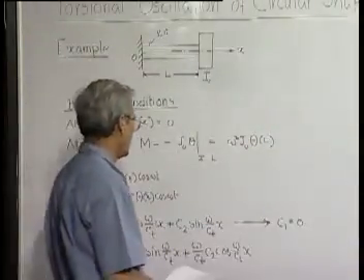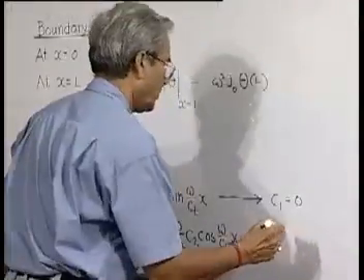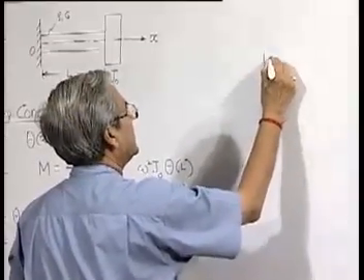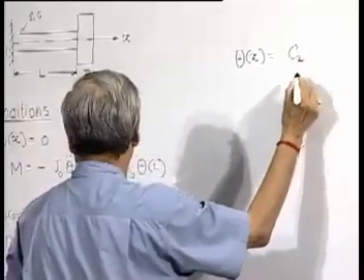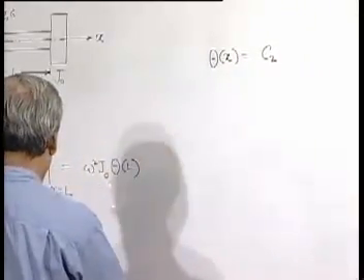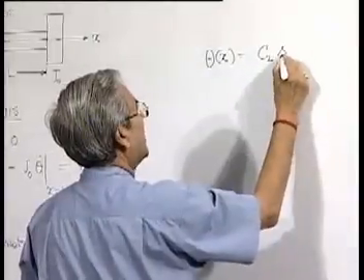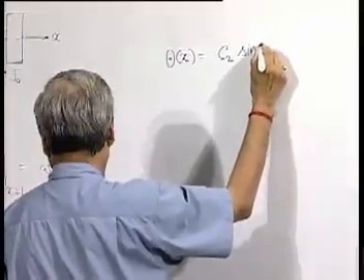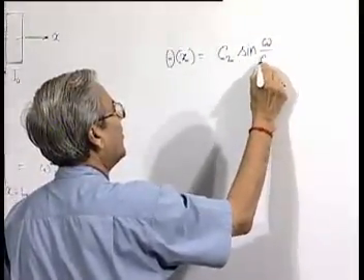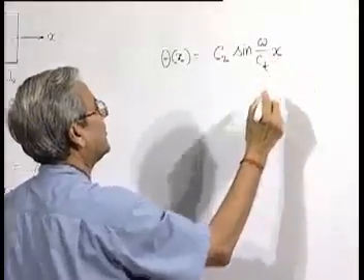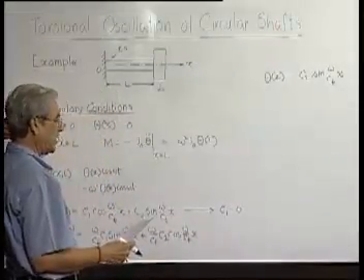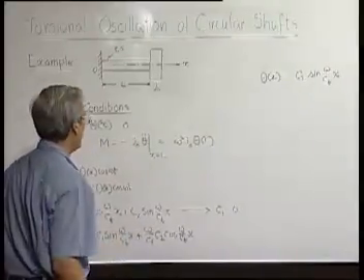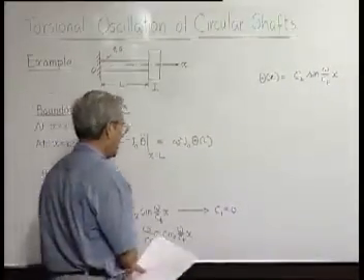and therefore, we will have theta x as simply C2 sine omega x by Ct in this form. C1 is 0. Now let us find out moment at x is equal to L.